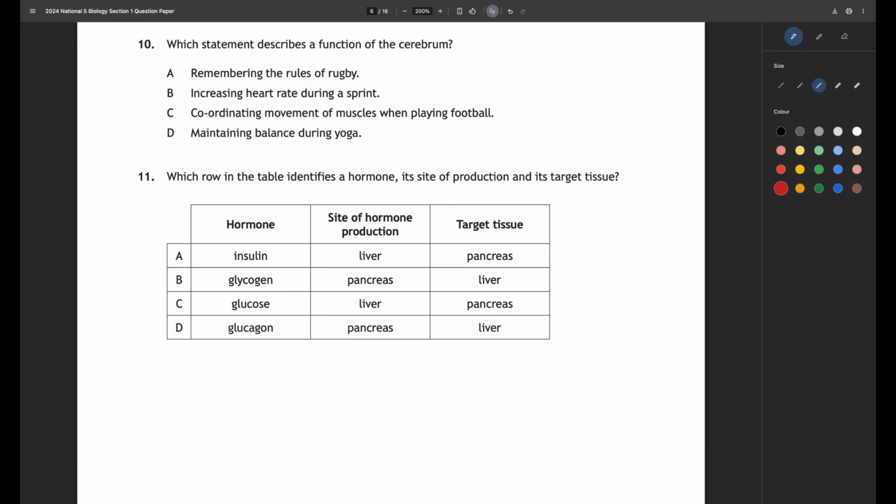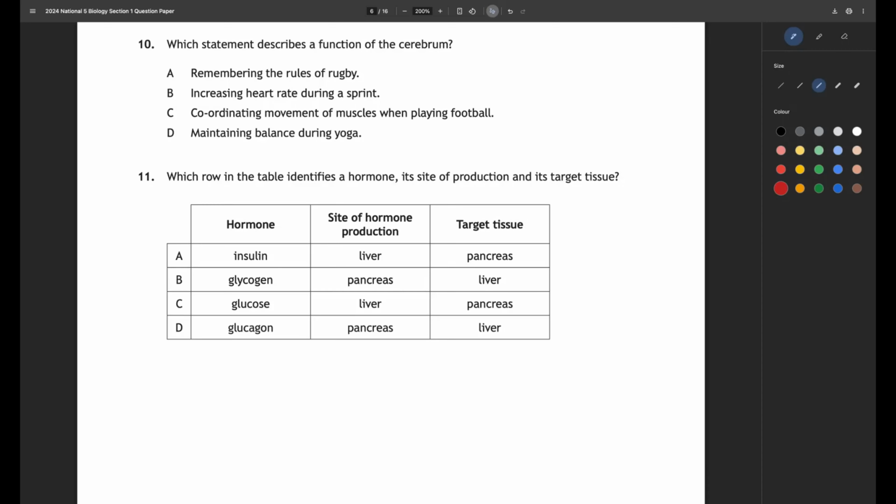Okay. Number 11, which row in the table identifies a hormone, its site of production, and its target tissue? Okay, so the hormones we've got are insulin. Then we've got glycogen. Now, I know it's tricky. We often get glycogen and glucagon mixed up, but glycogen is not a hormone. It's the storage carbohydrate. So we can eliminate B straight away from our consideration here. C is glucose, which again is not a hormone. It's our substrate, which begins the breakdown in respiration.